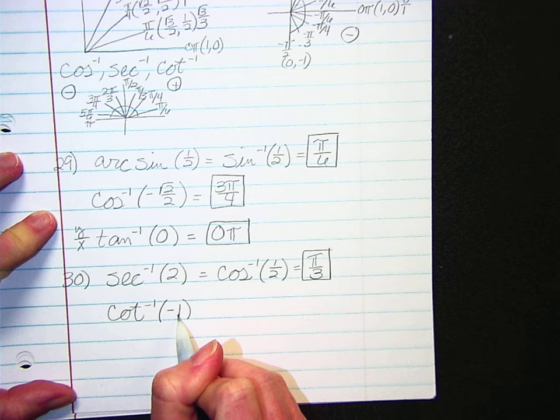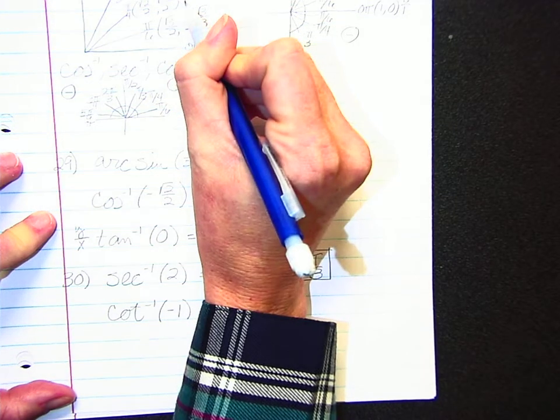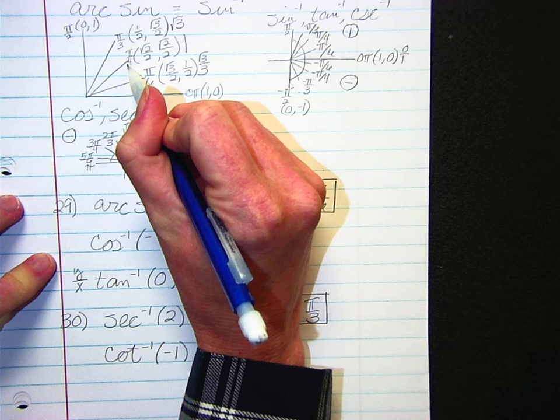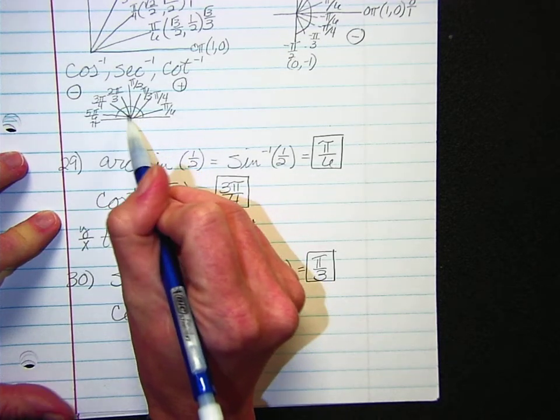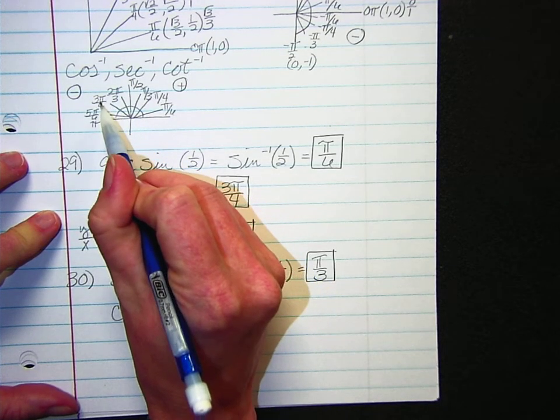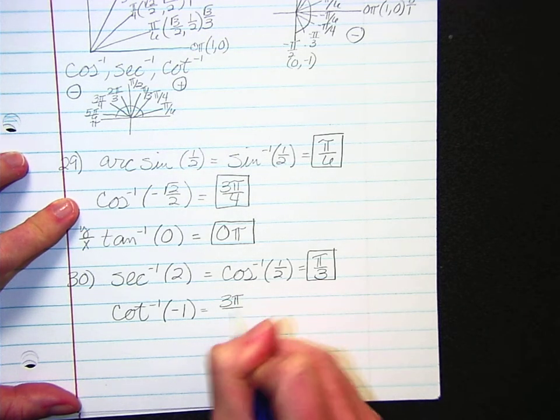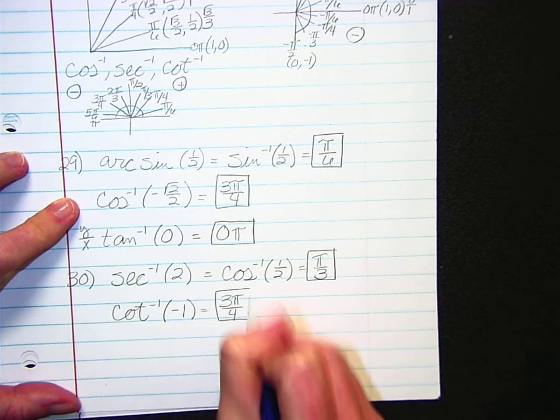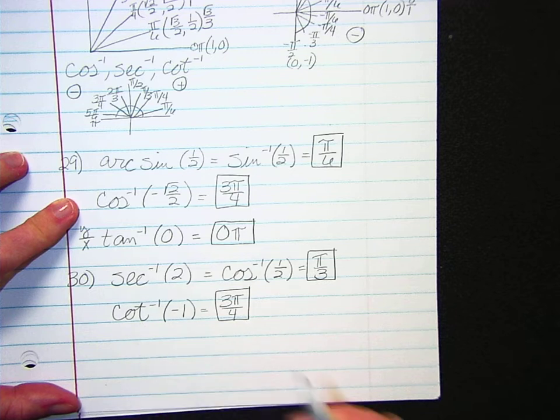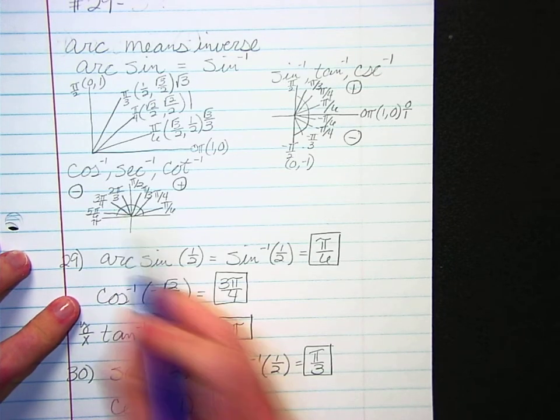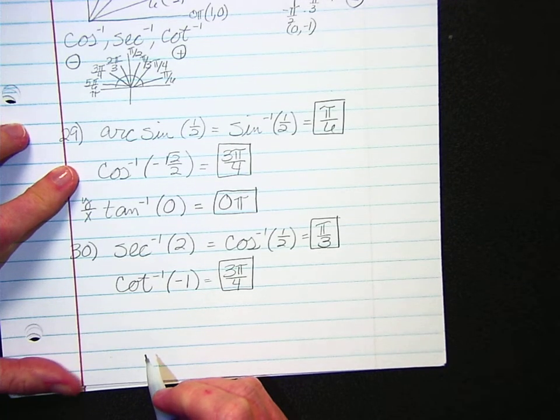So I'm looking for a place where tangent is 1. Tangent is 1 right here, at pi over 4. So if I look at my cotangent function restrictions for negative 1, my angle over there is at 3 pi over 4. So be careful of changing cotangent into tangent, because if it's negative, we have to use these function restrictions as opposed to these for tangent. So be real careful with flipping that one upside down.